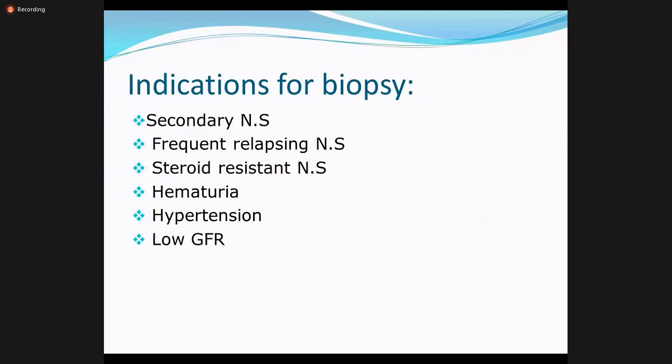And what are the indications of biopsy in nephrotic syndrome? If the nephrotic syndrome is secondary to some systemic disorder, or when there is frequent relapsing nephrotic syndrome, steroid resistant nephrotic syndrome, or atypical signs like severe gross hematuria, hypertension, and azotemia, then these are the indications to go for biopsy. Otherwise, you do not need a biopsy.